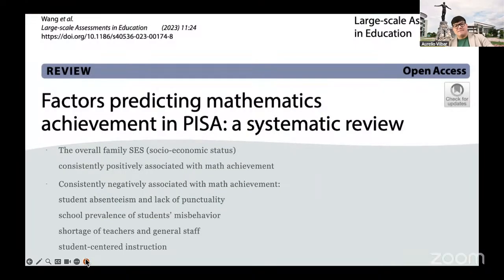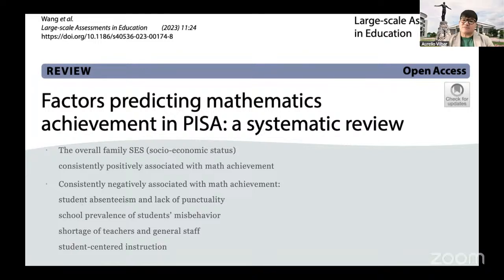Now, next, anong mga predictors? What made one succeed in PISA? These are the factors. Number one, socioeconomic status of the family. The higher income have better scores than those who belong to the low. Consistently positively associated with math achievement. And ito yung pinaka-interesting, student absenteeism.